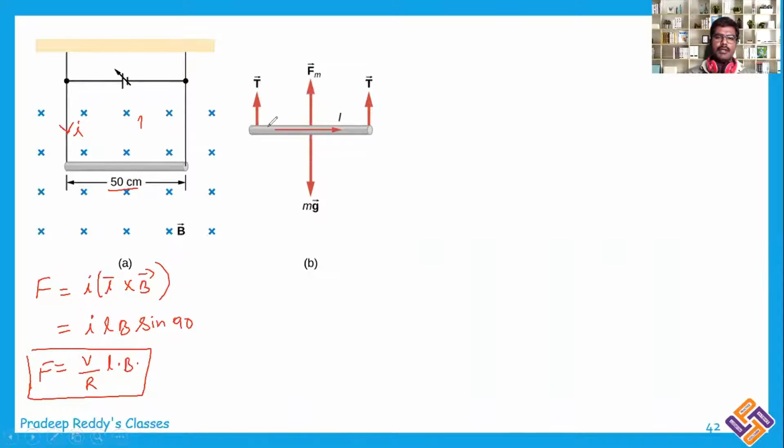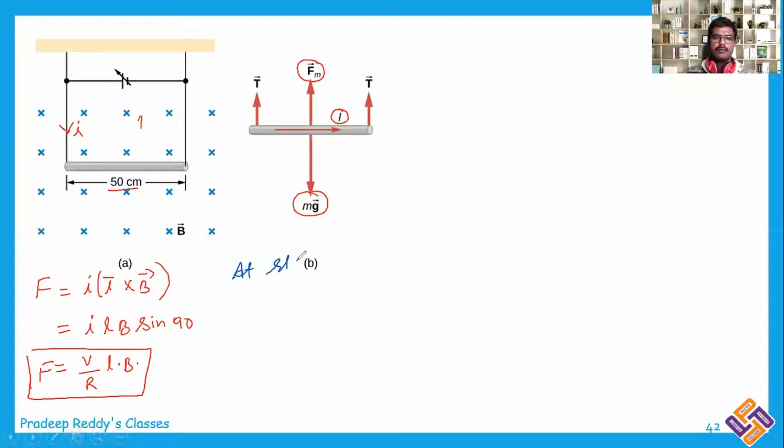we have a loop. This is a wire in which current I is passing through. There is a magnetic force acting in the upward direction, and there is a gravitational force acting in the downward direction. So when you are placing a current carrying conductor in air, in a magnetic field, it experiences two forces. One is gravitational force and the other is magnetic force. Gravitational force acts in the downward direction. Magnetic force acts in the upward direction.